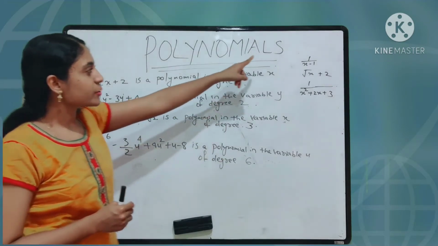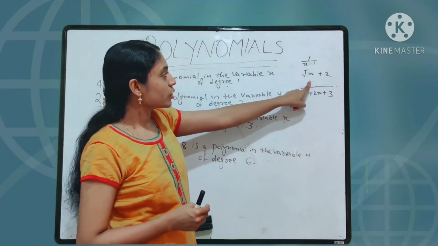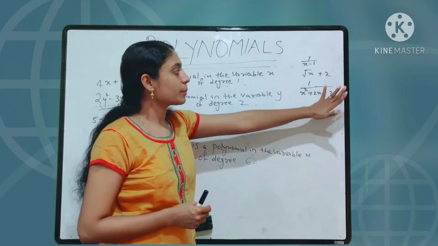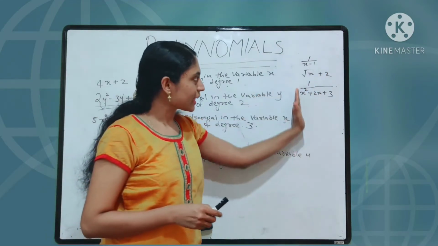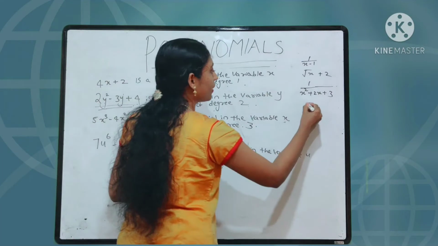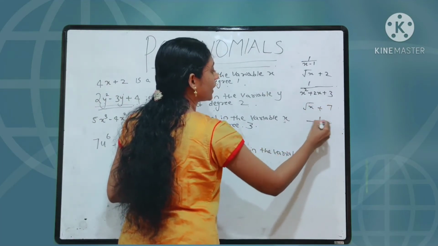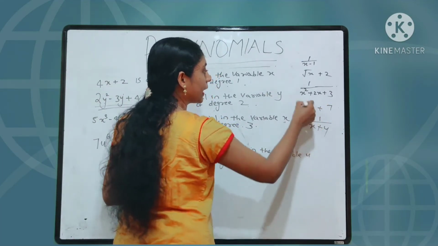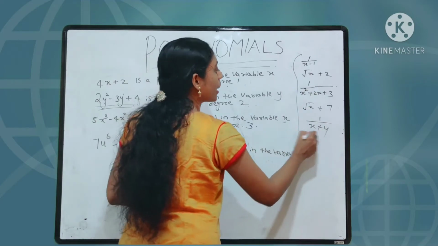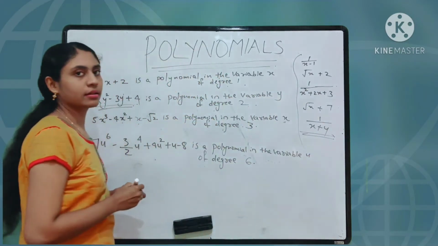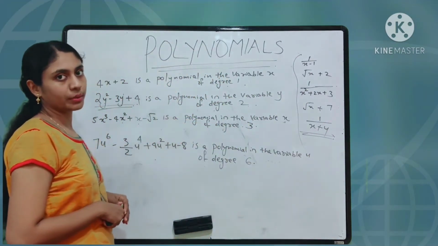Understood? And expressions like 1 by x minus 1, root x plus 2, 1 by x square plus 2x plus 3, root x plus 7, or 1 by x plus 4, expressions like these are not polynomials. They are not polynomials. Okay?